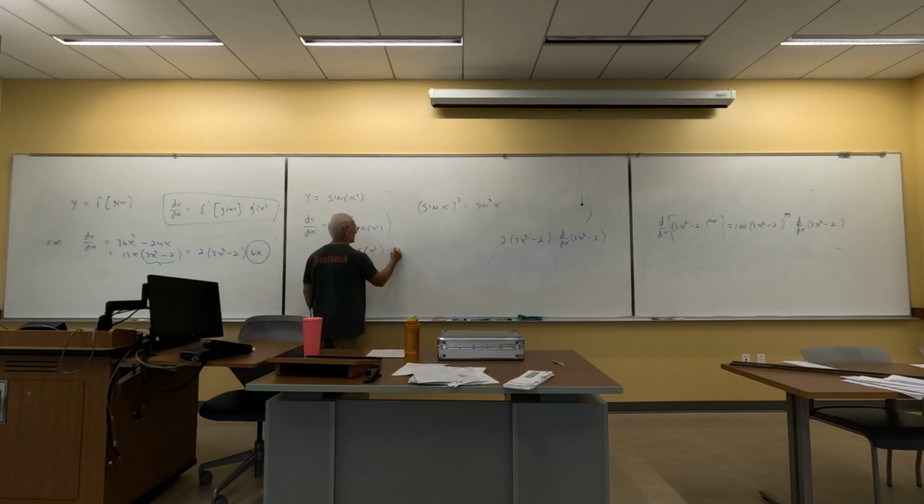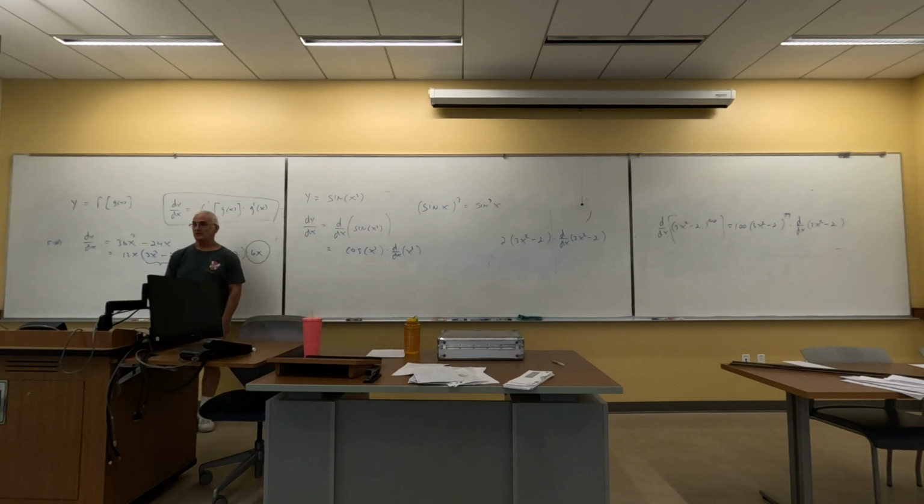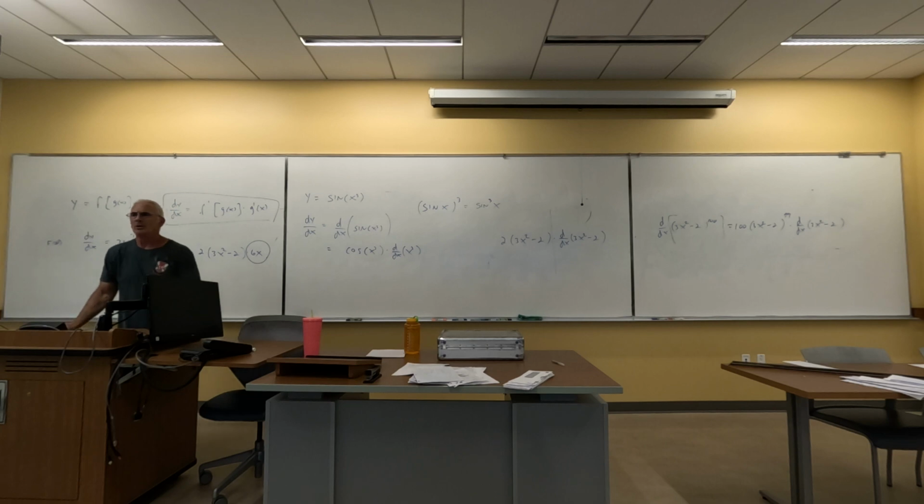So I need to differentiate the x cubed. 3x squared. Now where do you want the 3x squared to go? Right in front of the cosine. Probably in front, again, it's a readability thing. It just makes it easier. The 3 has to go in front.